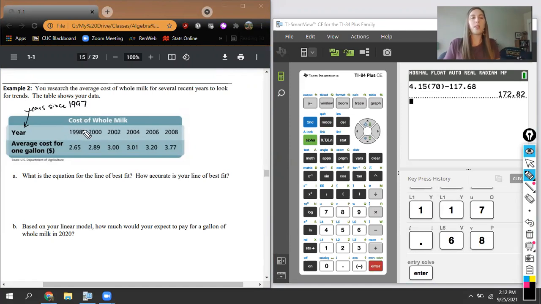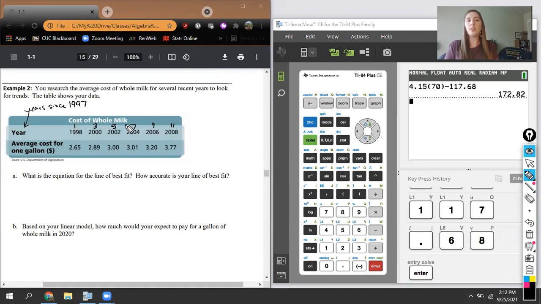And so if we look at this, 1998 is 1 year after. So instead of typing 1998 into your calculator, you're going to type in 1. And then from 2000, that's going to be 3 years after 1997. So instead of writing 2000, I'm going to put 3. And then 2 years later, that's 2002, so I'm going to add 2 more years. We got 5. I'm going to add 2 more years. So now we got 7, 2 more years. We got 9, 2 more years. Now we have 11. So 2008 is 11 years after 1997.